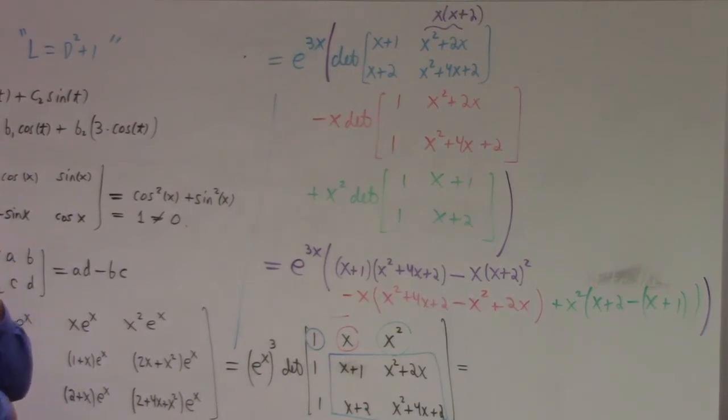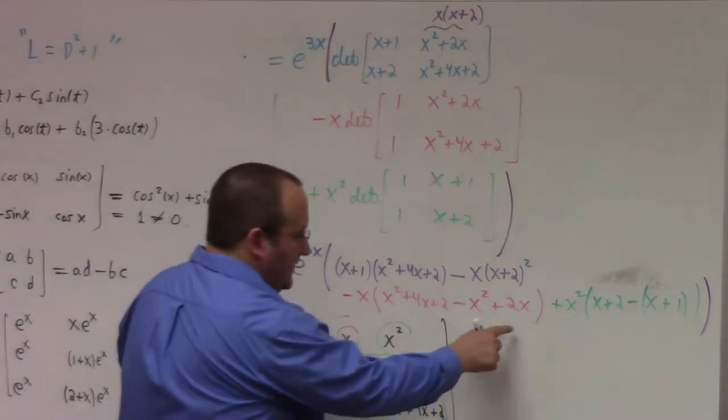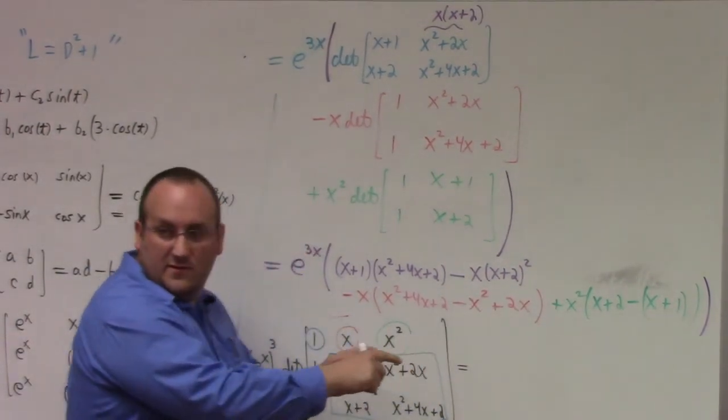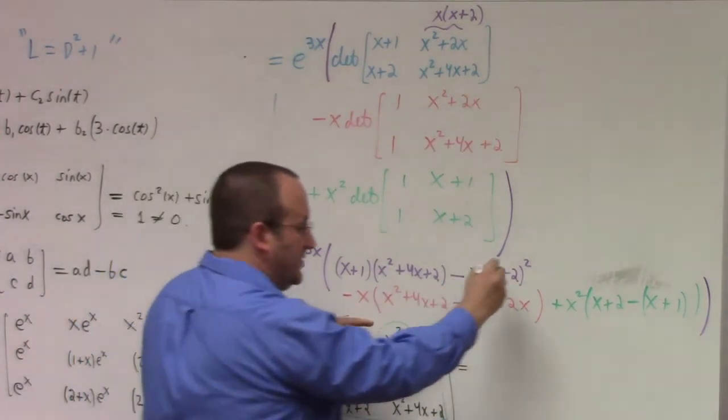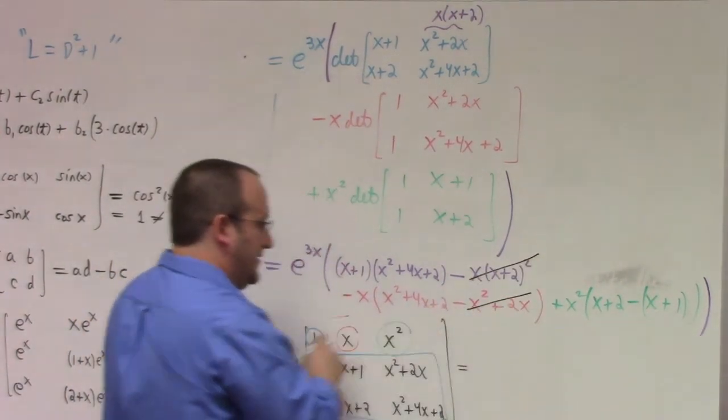See, I think there's some cancellations here, right? So I believe, can you tell me which one? Where? See it? I want to say this is x times x plus 2. You got two minuses, but against this one minus. So this guy and that guy are natural enemies.